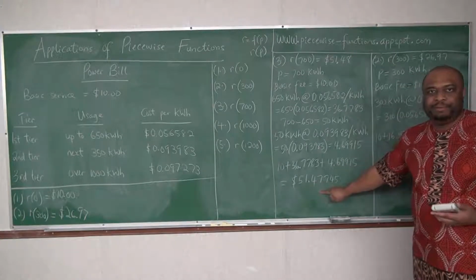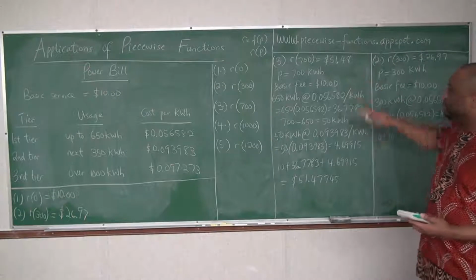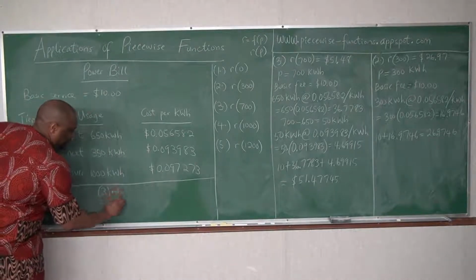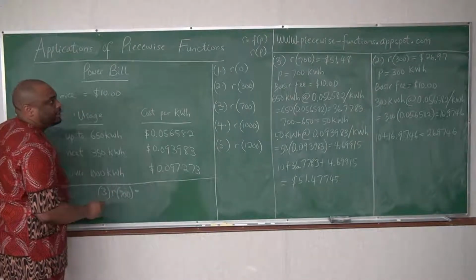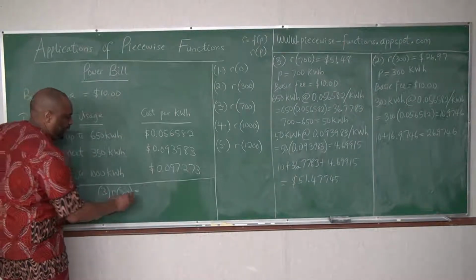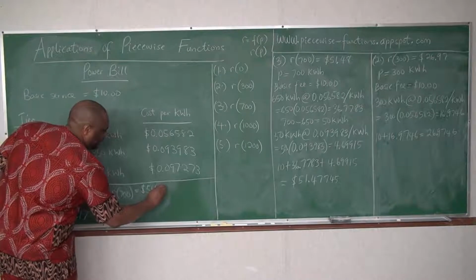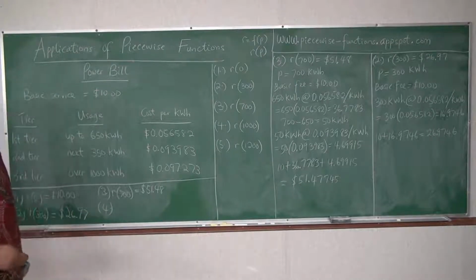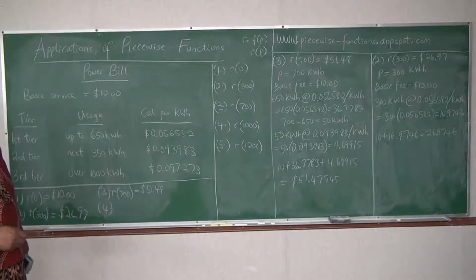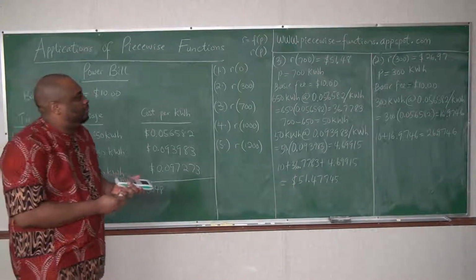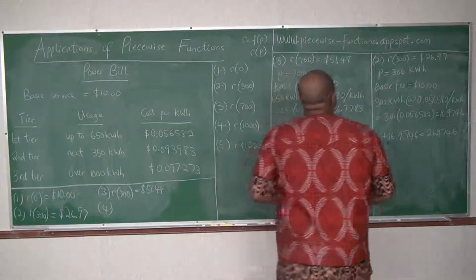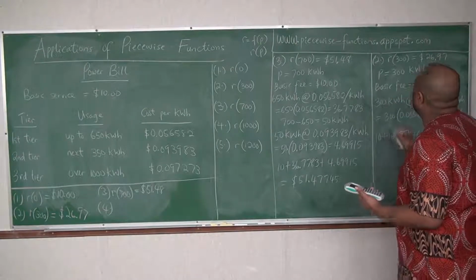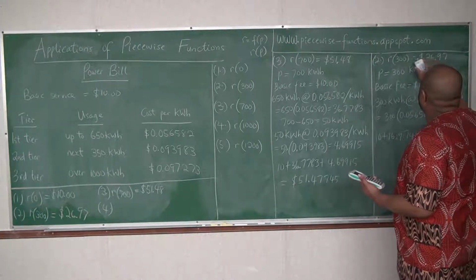You only round the final answer. So this is number 3. The cost for 700 kilowatt hour is $51.48. Okay. Now the next one is number 4, the cost for 1,000 kilowatt hour.